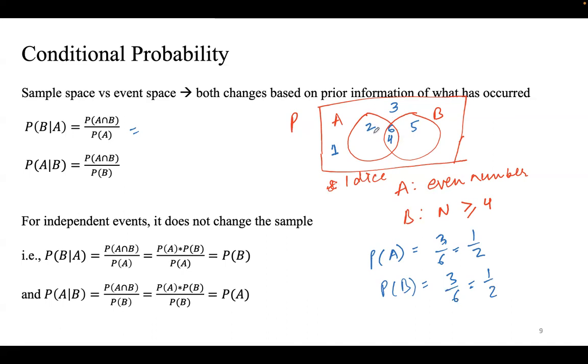That means you now have numbers 2, 4, or 6. Now what is the probability that B also occurs in that? So initially your sample size was 1, 2, 3, 4, 5, 6. There were 6, out of which these 3 could give you the answer. But now your sample size has reduced.